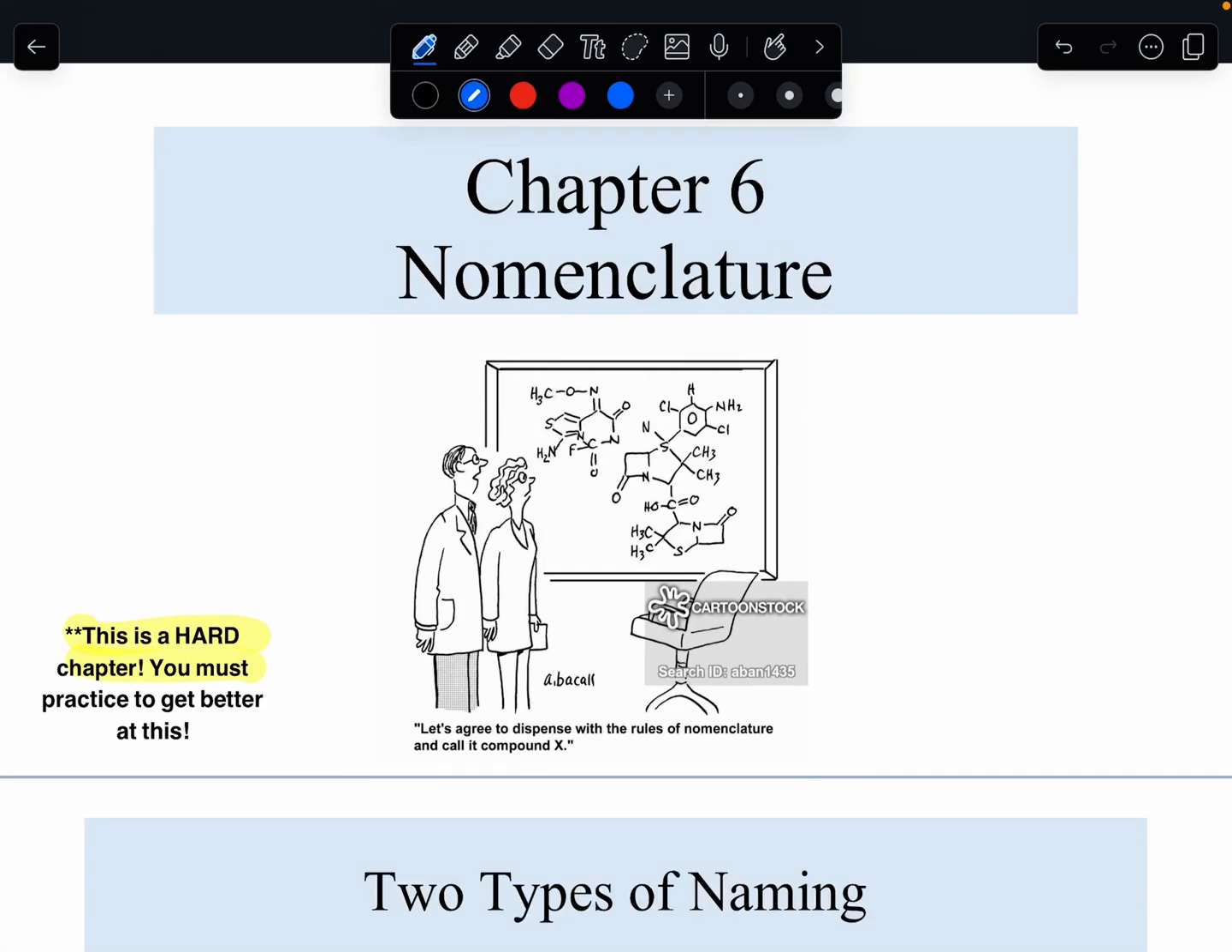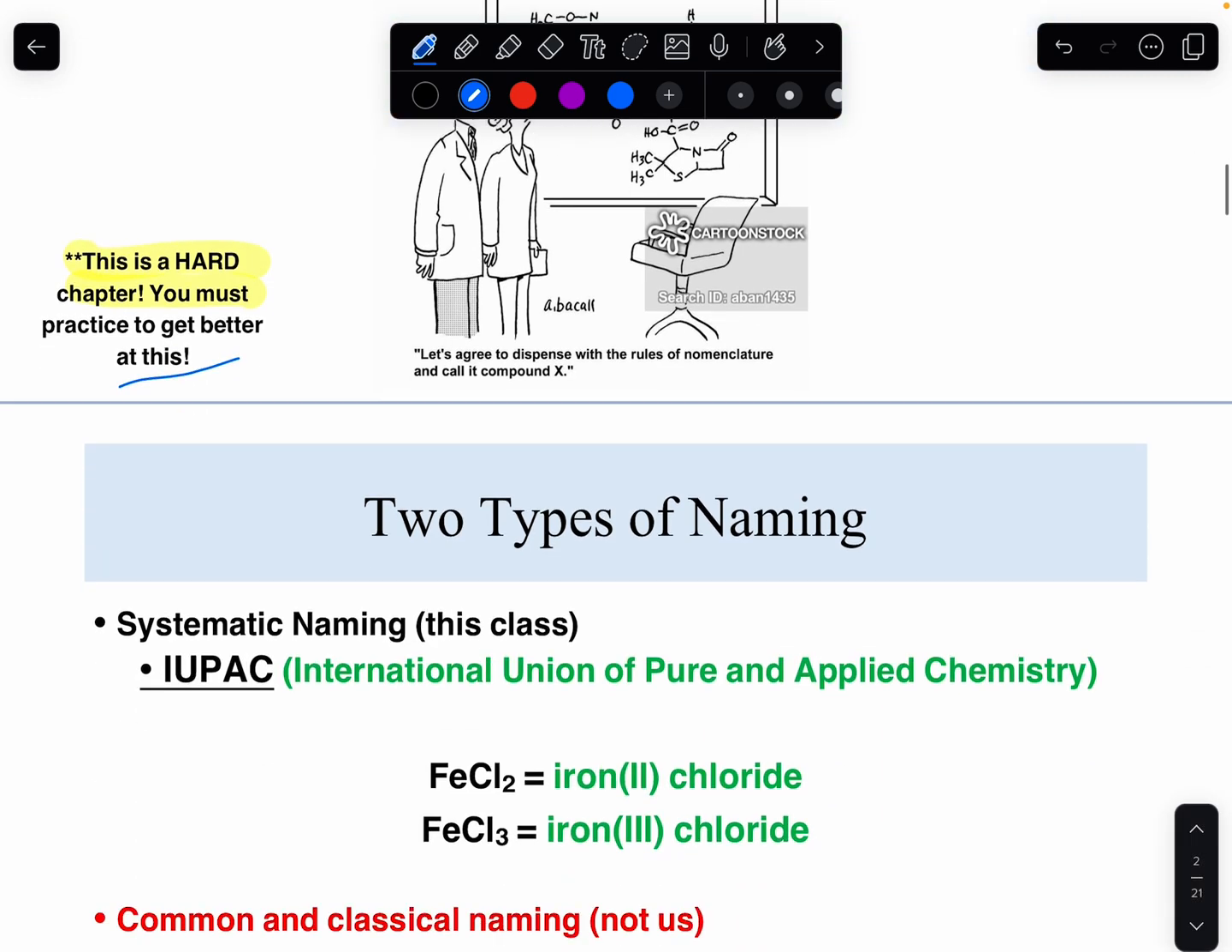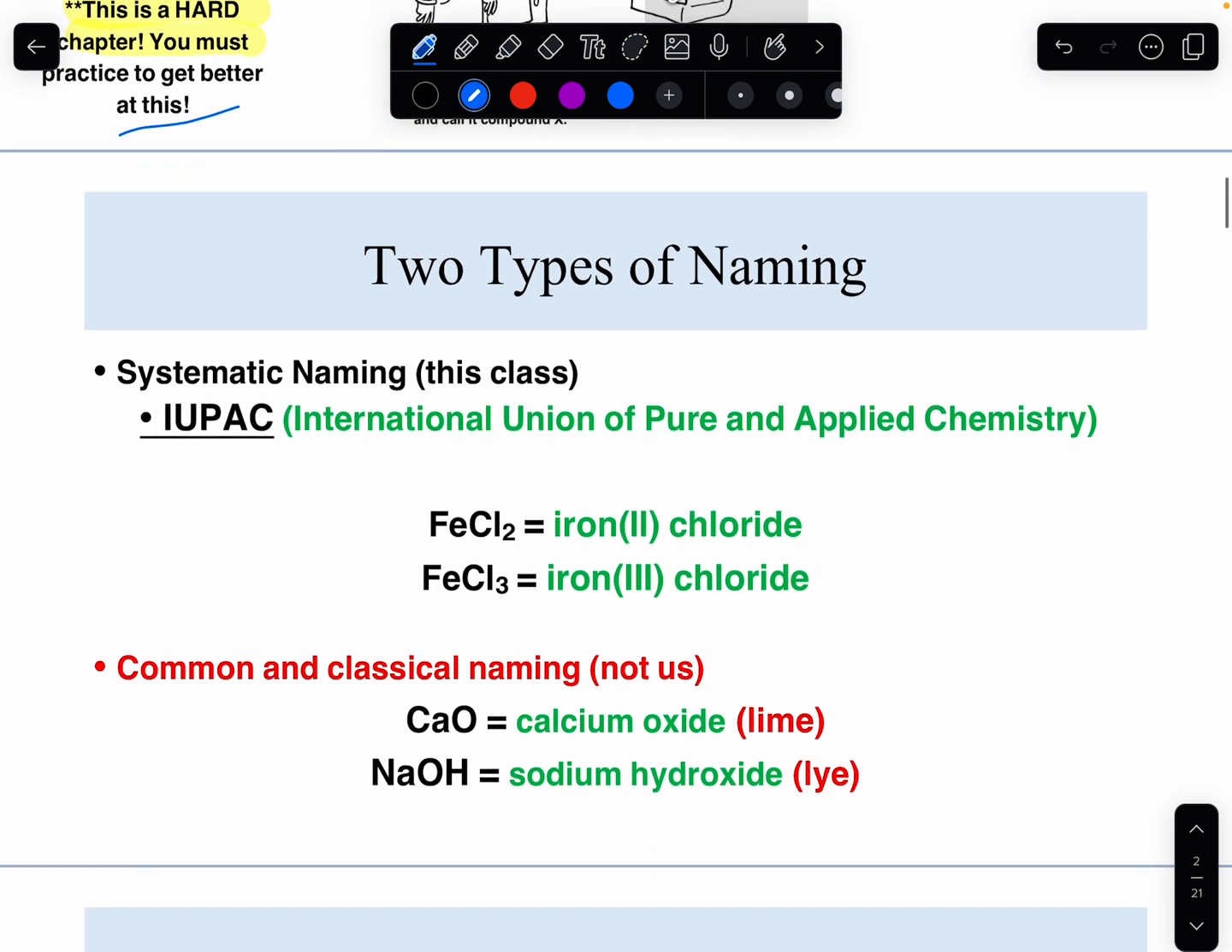This chapter is called nomenclature. This is a pretty hard chapter. You do have to practice to get better at this, so I suggest a lot of practice. Please let me know if you need some more. I can find you some.